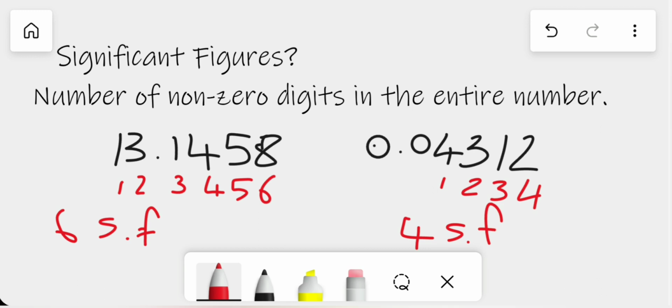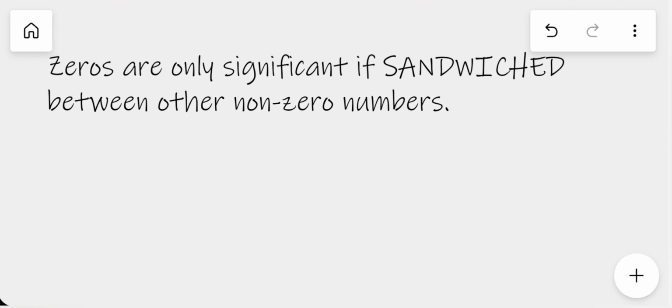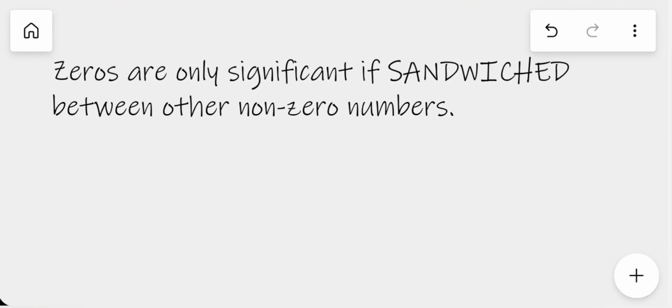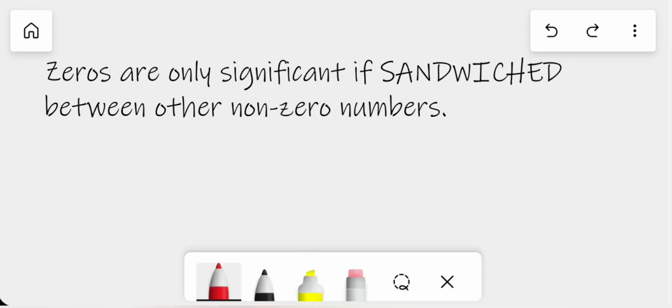Now, there's one thing I have to address. So now this is where students get confused, about certain significant figures or certain zeros. And let me address that. A 0 can be significant, but you have to just check where it is. And the zeros are only significant if they're sandwiched between other non-zero numbers. So that is the only case where zeros would be considered significant. All right, so let me write that as the example.